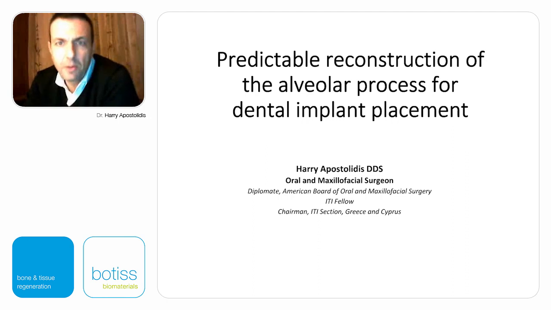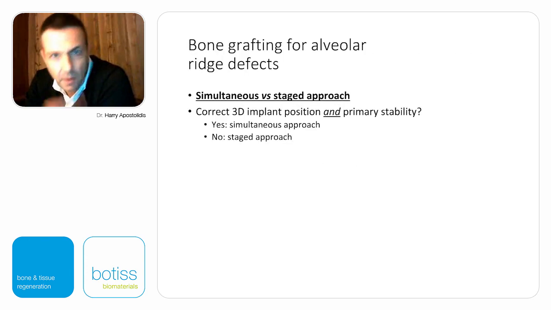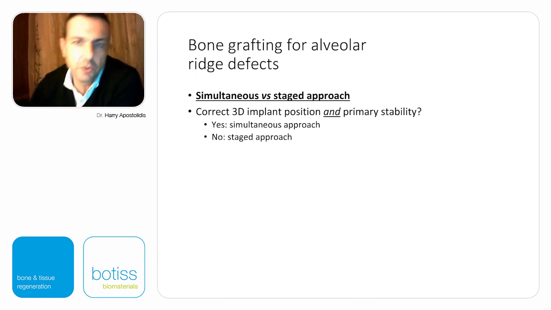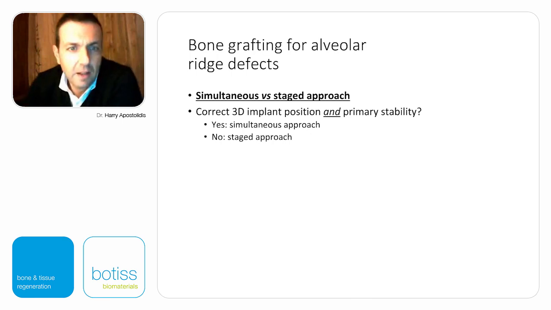Today, we're going to talk about reconstruction of the alveolar process for late dental implant placement. When we place implants, we know we can have a defected alveolar ridge. We have to go either simultaneous or staged approach. Simultaneously, we can place the implant if we have a correct 3D implant position and primary stability. But if not, then we go for a staged approach.